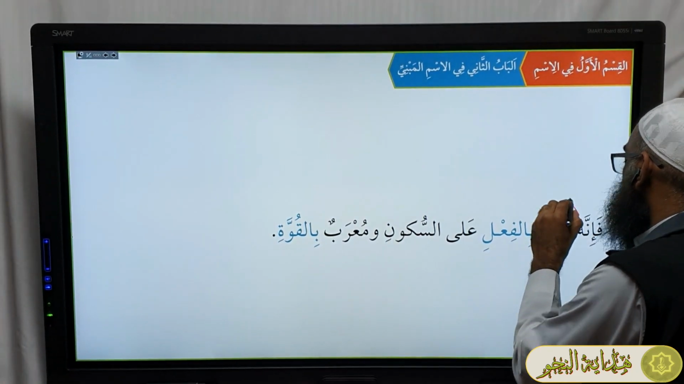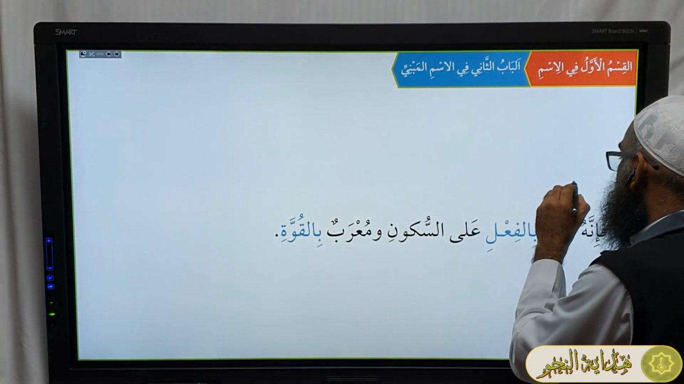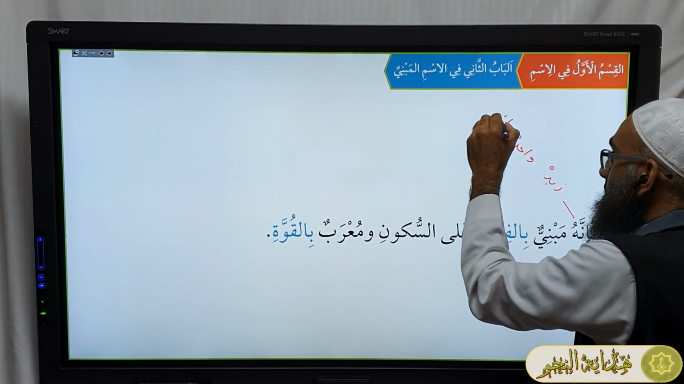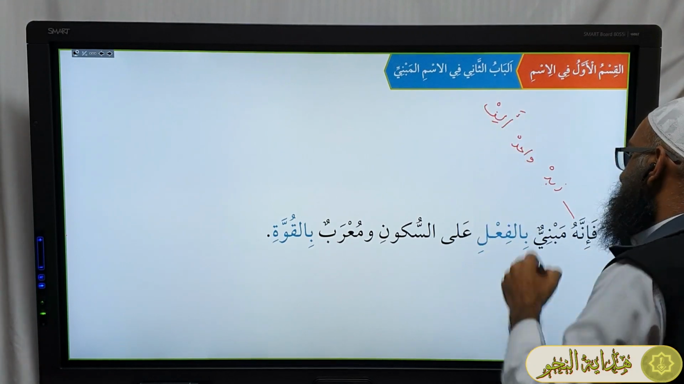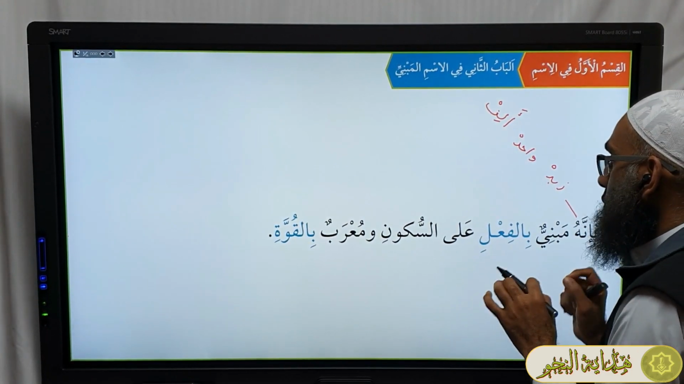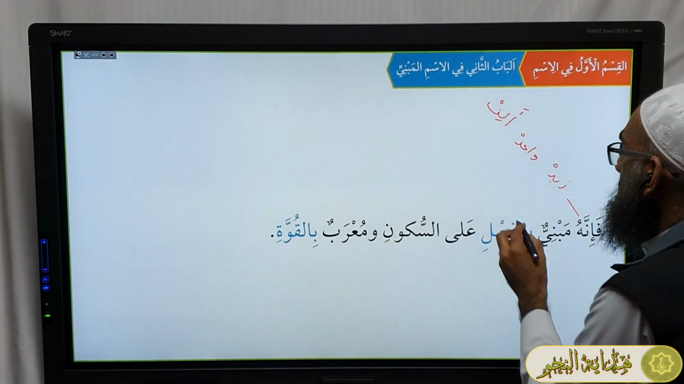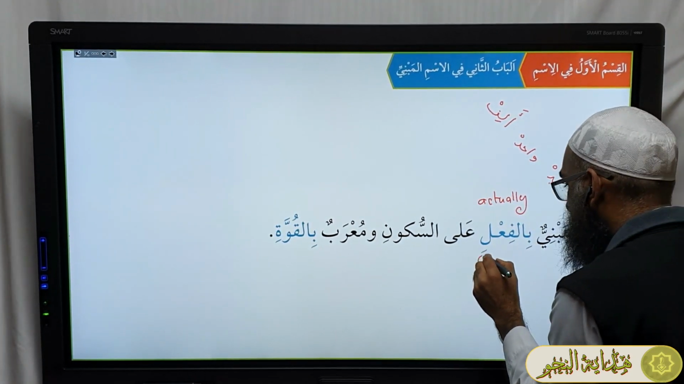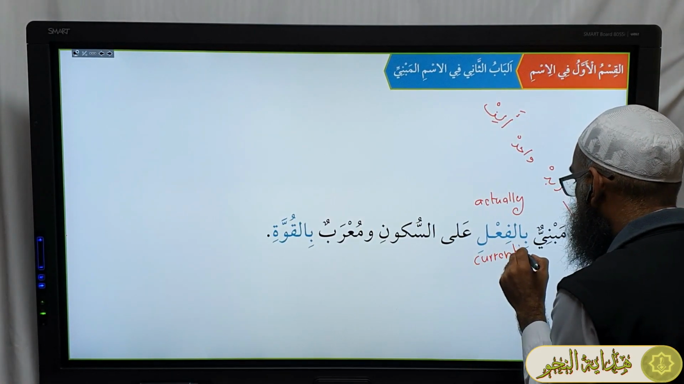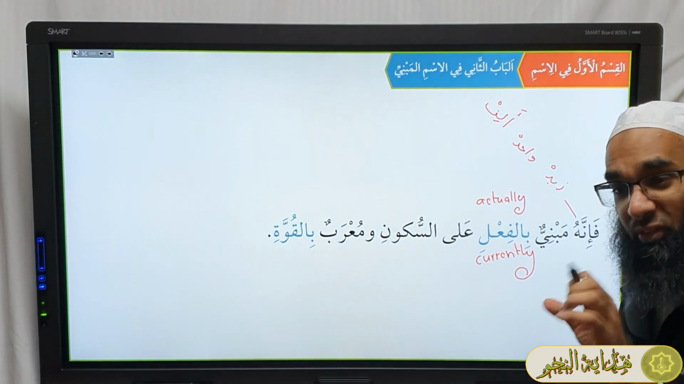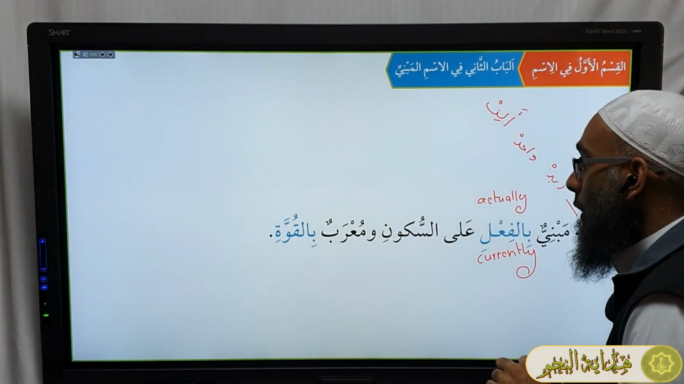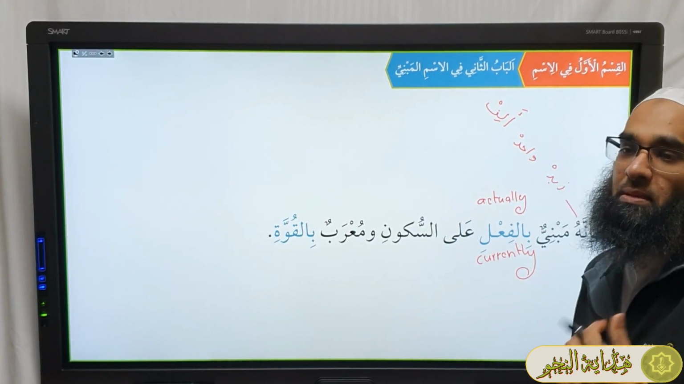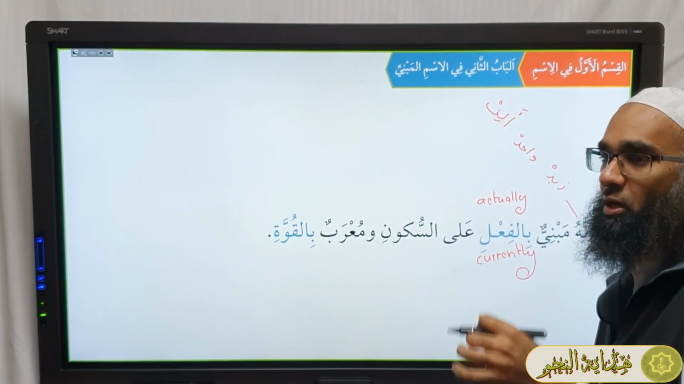So he's saying here, فَإِنَّهُ, these type of words, Zayd on its own, Wahid on its own, Alif on its own, without being in a structure, these are mabniyun bil fa'l ala sukun. They are actually mabni ala sukun. So actually, or currently, in its current form, they are mabni when they occur on their own. Wa mu'rabun bil quwwa. Potentially they're mu'rab. So as soon as you put them into a sentence, they become mu'rab. Ja'a Zaydun, ra'aytu Zaydan, marartu bi Zaydin.